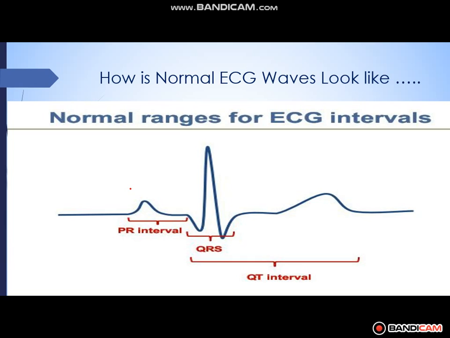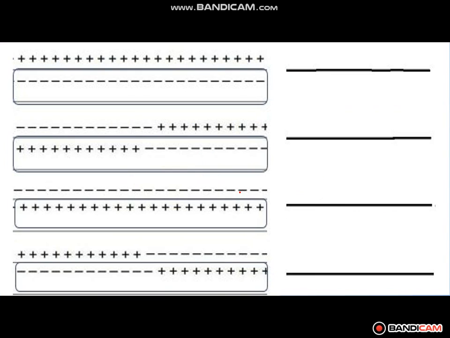So for now just trust me that the ECG has these waves: one P wave, then the QRS complex, and then the T wave. These are the basic waves of ECG. I will explain why P is produced, why QRS is produced, and also why the T wave is produced. So let's come to explain these things.